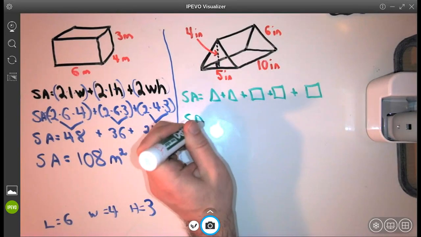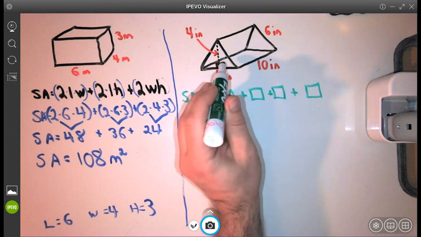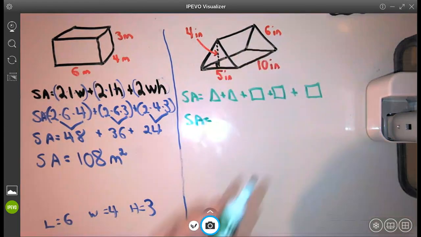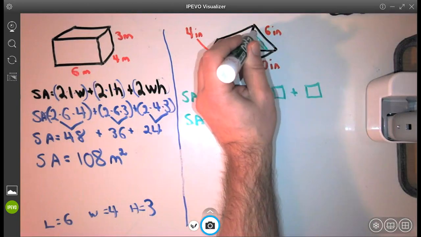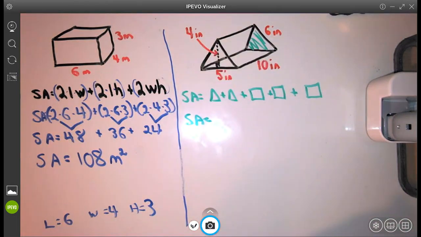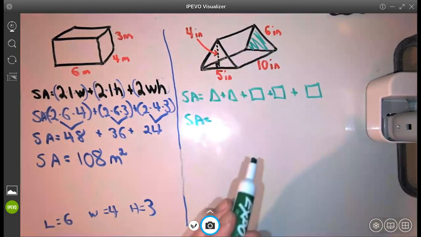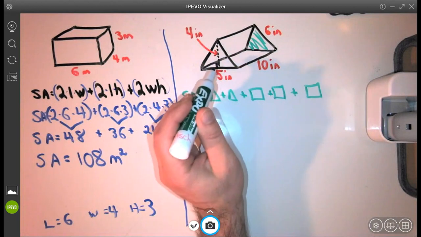So surface area equals, so I'm going to find the area of this triangle. So what's nice about a triangular prism is the two triangles are congruent, meaning they're the same size. So if I find the area of this front triangle, I also find the area of this back triangle. Okay, so to find the area of a triangle, it's base times height divided by 2. So to find the base and the height, you have to find that little right angle symbol.